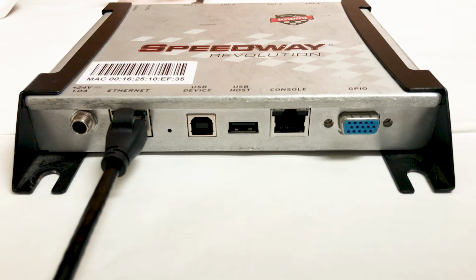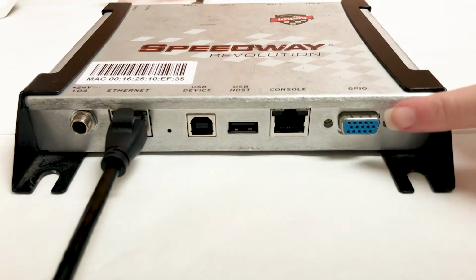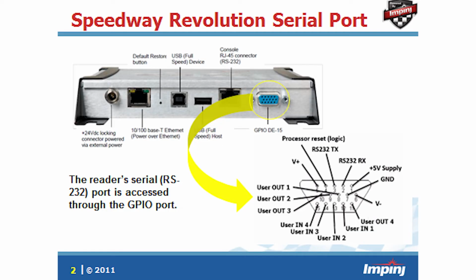For this output option, you must use the GPIO port on the reader to access the serial port. A custom cable may be required for this specific output option. To learn more, check out the link on screen now.